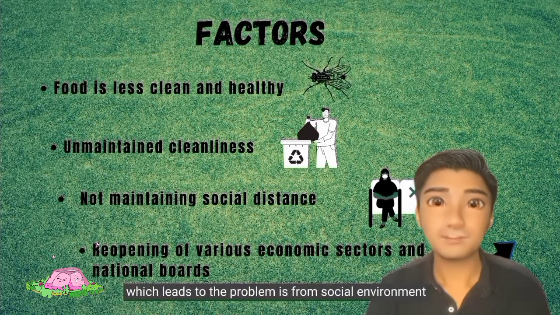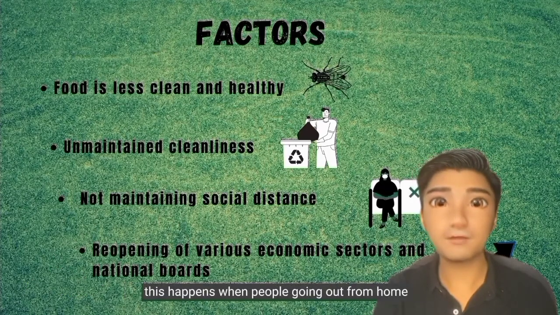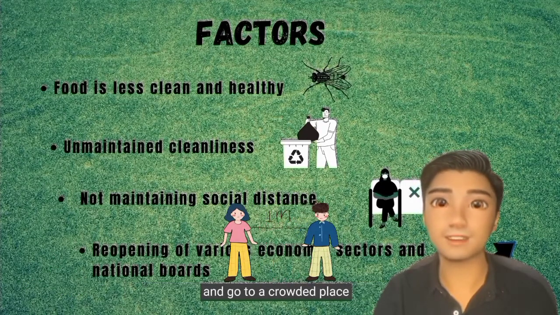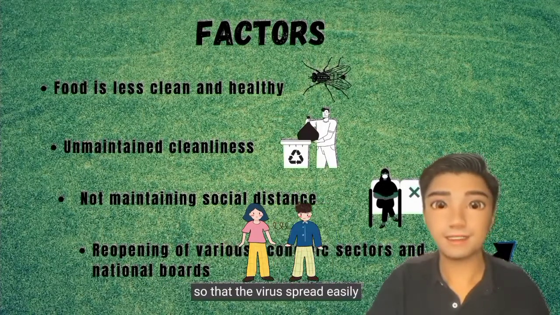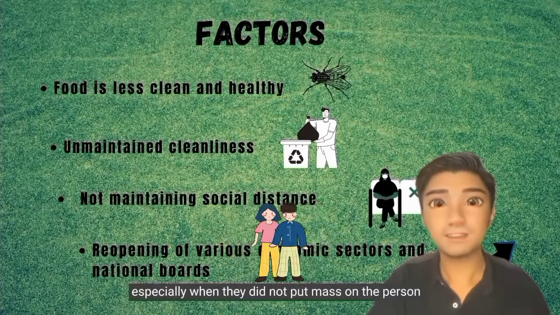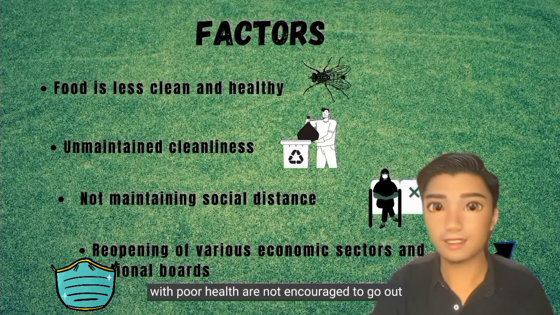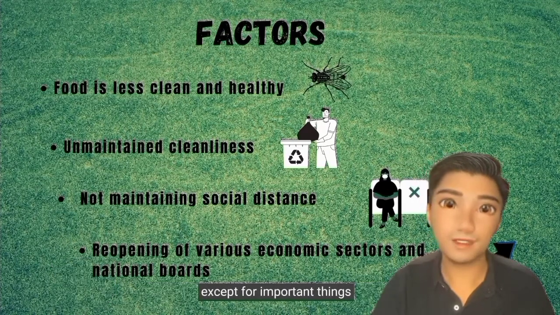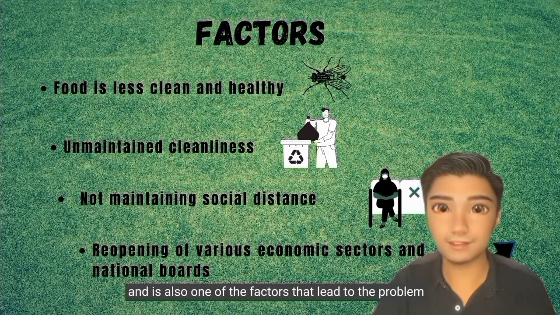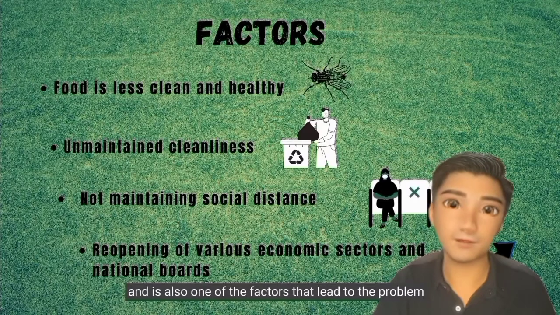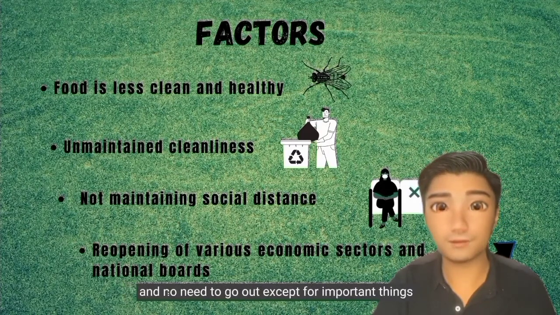The next factor which leads to the problem is the social environment. This happens when people go out from home and go to a crowded place. They might not keep distance from each other, so the virus spreads easily, especially when they do not put a mask on. Persons with poor health are not encouraged to go out except for important things. This can cause the virus to spread to them easily, and this is also one of the factors that lead to the problem. So people should know that they have to stay at home and no need to go out except for important things.